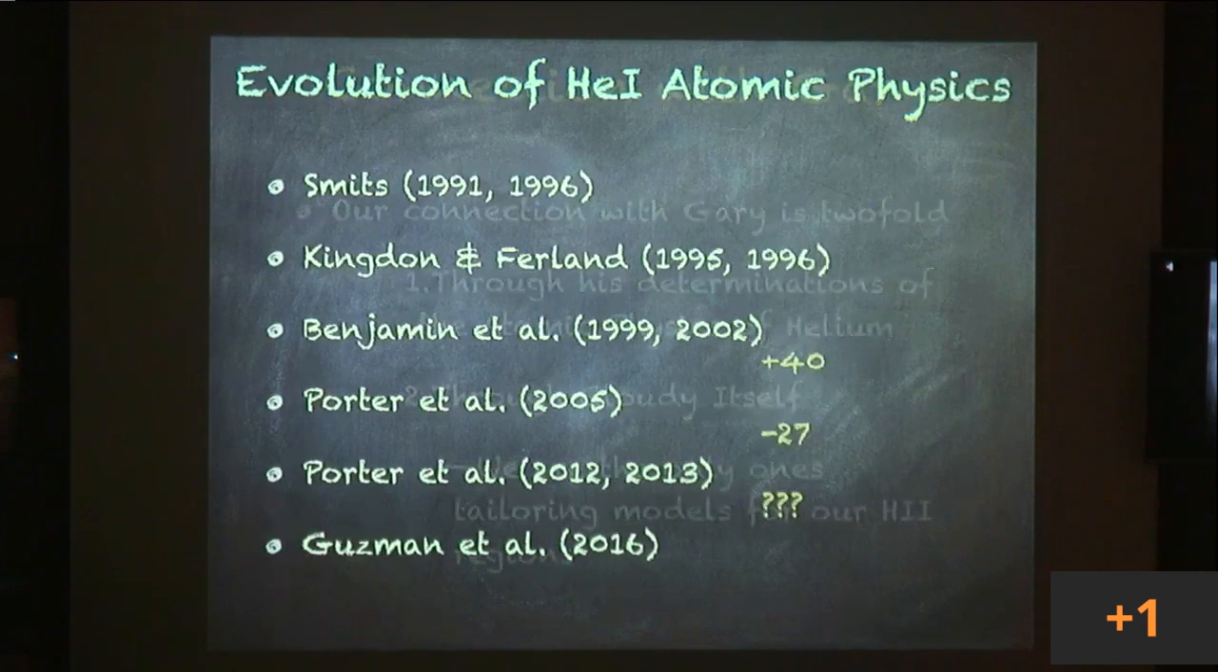So the evolution of the atomic physics, well, it starts way before that, but this is what I know about. In the 1990s, Smith and Kingdon and Ferland had some papers on it. Then, around the turn of the millennium, Benjamin and company had their own models. Then in 2005, Porter with Ferland and other collaborators had a new determination. The difference between these 2 determinations was 40 units. And then in 2012 and 13, this same group, more or less, had newer data, and this changed again the determination by 27 units.